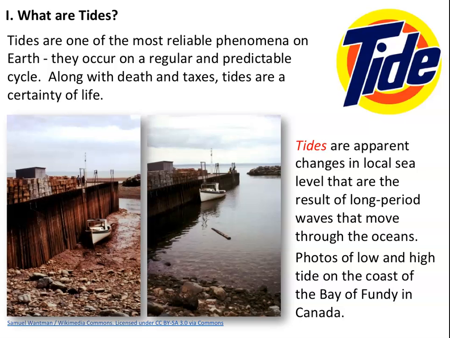So what are tides? We talked about this in class already, but they're the most reliable phenomena on Earth. They occur regularly and they're predictable. And what they are, they're just the changes in local sea level that are a result of waves. So here's a photo of low and high tide at the Bay of Fundy. We talked about this already.